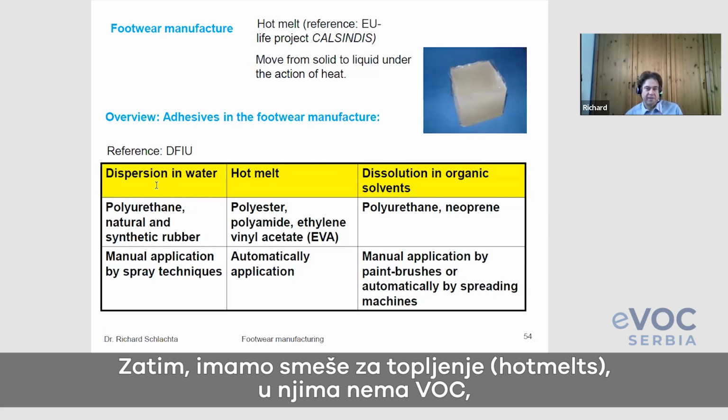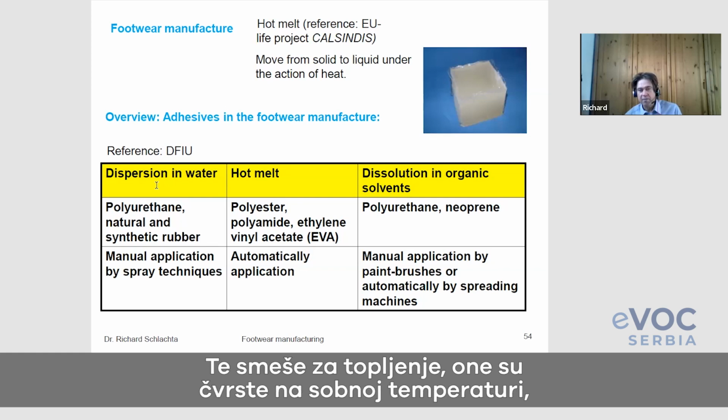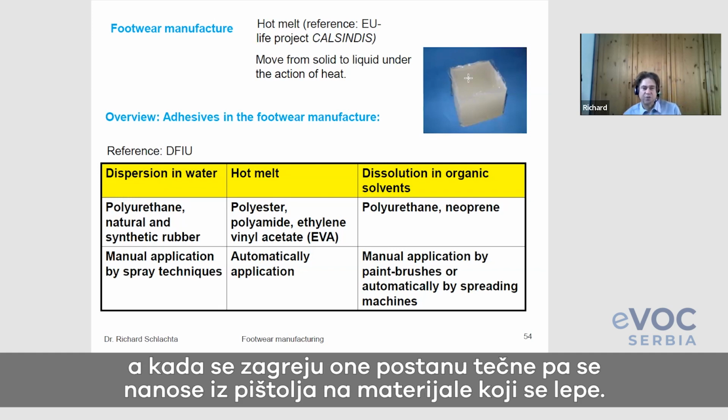So we have hot melt. For hot melt, I would say they have no VOC. So hot melt is a really environment-friendly technique. You see here that the adhesive is solid, and by the application of heat, the solid becomes liquid, and then you can apply it, for example, by a pistol on your materials.